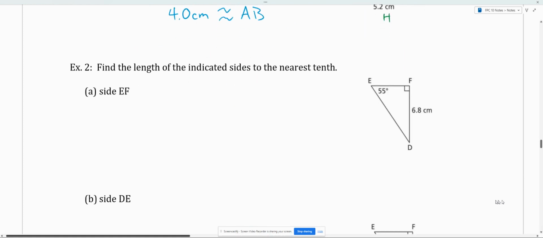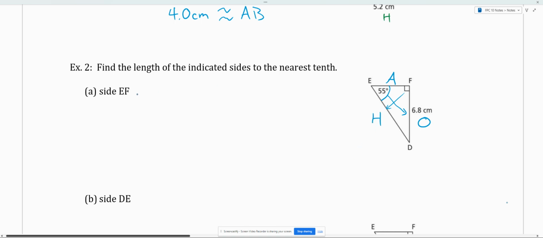moving on. Let's find the length of the sides here to the nearest tenth. So now we have a new triangle. Here's our reference angle of 55 degrees. So let's label everything first. The opposite is over here. So this is my opposite side. The adjacent is right beside it. And the one opposite the 90 is always going to be my hypotenuse.